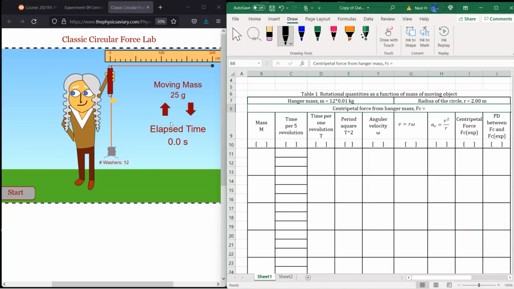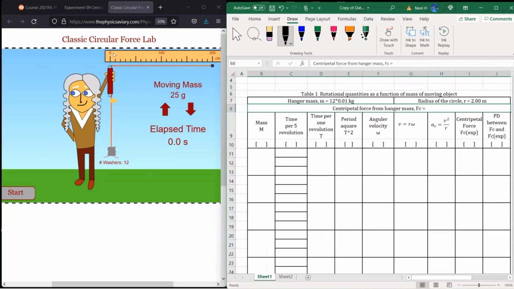The reason is, if you look at it carefully, that meter ruler has 200 centimeters, and in between each 100, it has only 10 divisions, which means each of these small lines is 10 centimeters. So the minimum value we can estimate is 5 centimeters.